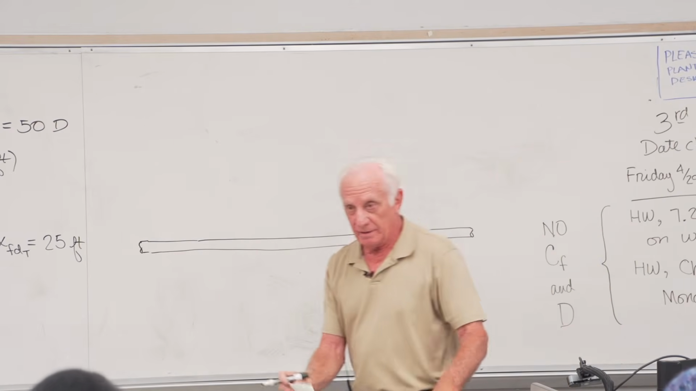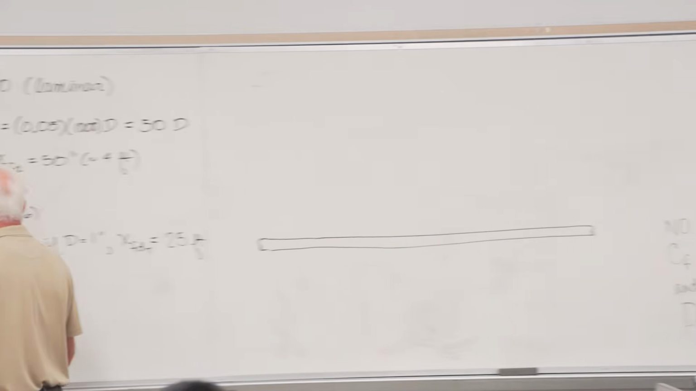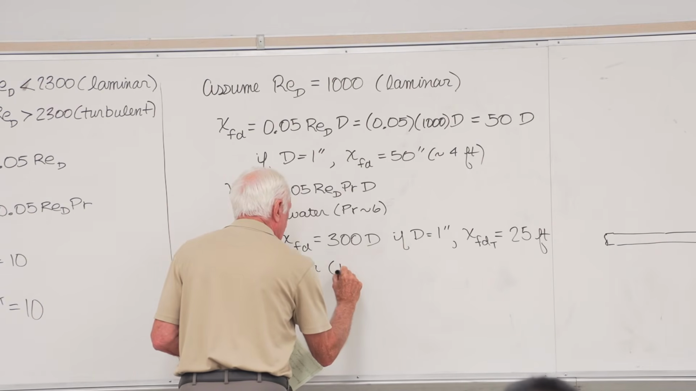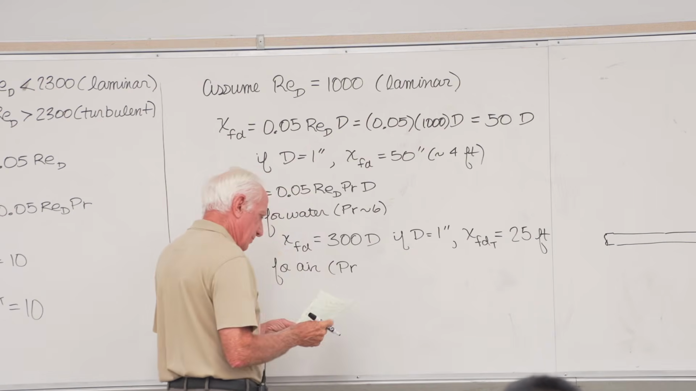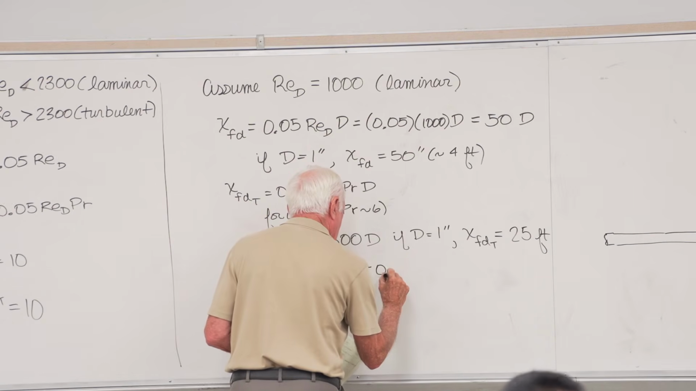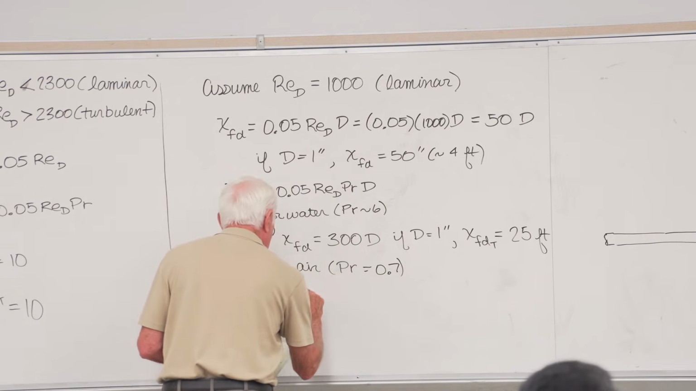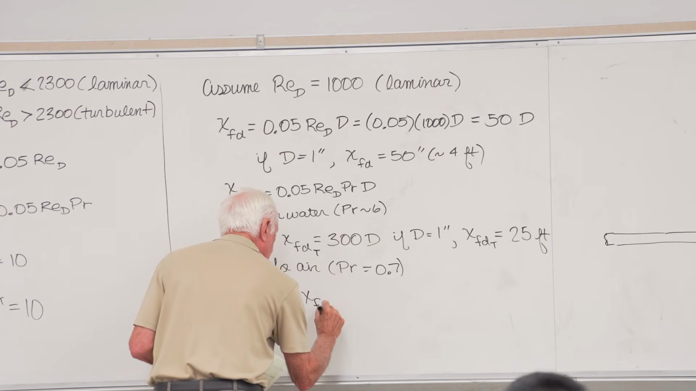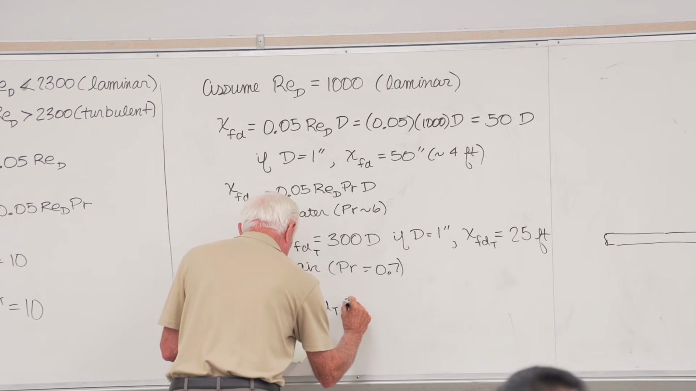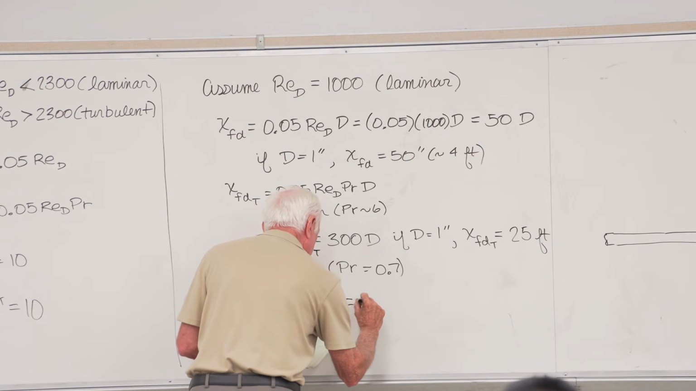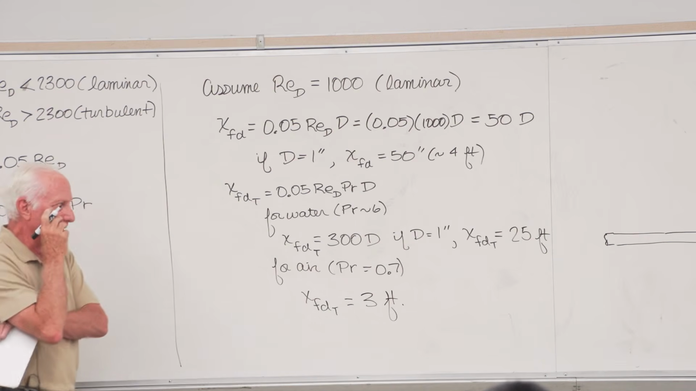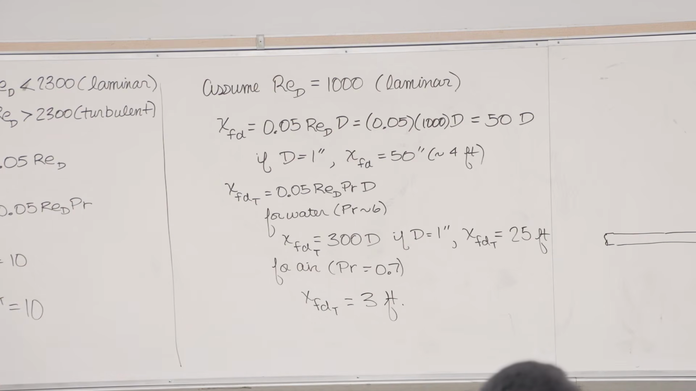And then let's do air. For air, Prandtl, I took about, I think, 0.7, yeah. There should be a temperature here too. Oh yeah, for air, it's not 25 feet like water, it's 3 feet.